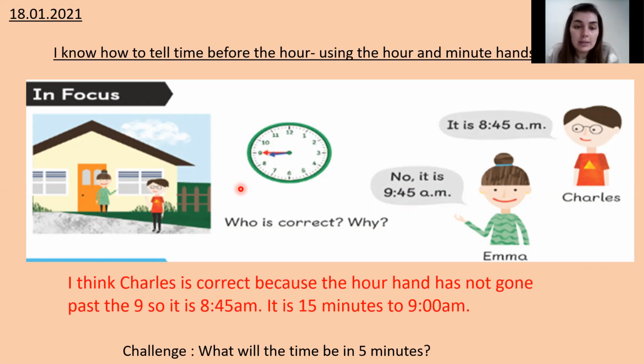I think Charles is correct because the hour hand has not gone past the 9, so it is 8:45 a.m. And I've also said it is 15 minutes to 9 a.m. And I know that by starting at my minute hand, which is on the 9, and again counting in intervals of 5. So 5, 10, 15 minutes. So that is our anchor task.